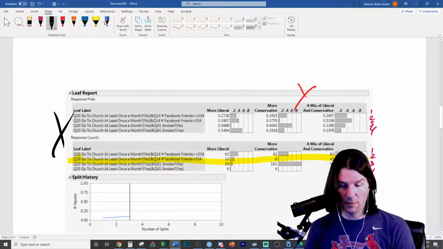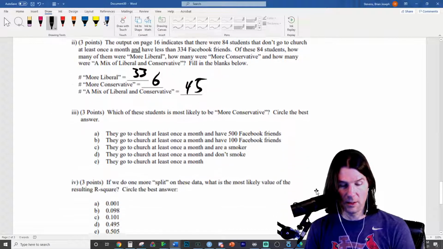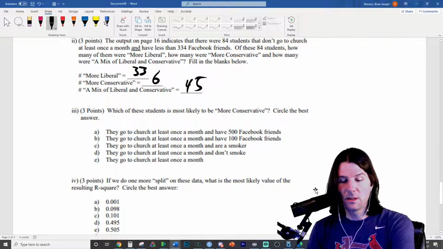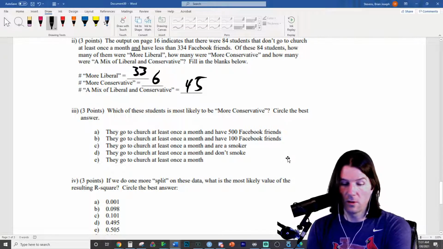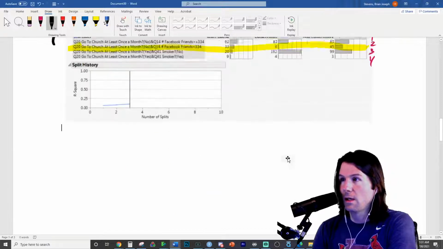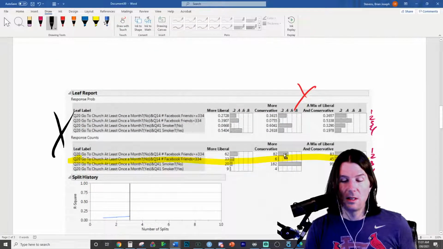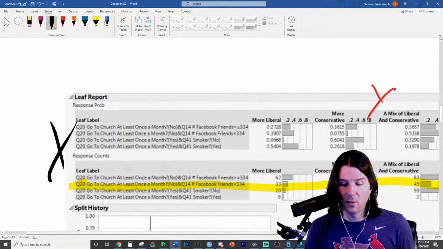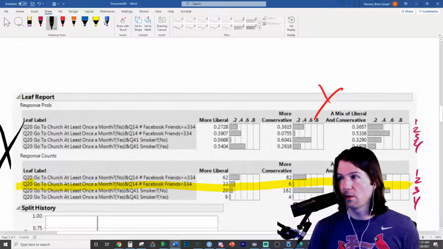33, 6, and 45, and we've done it. Great stuff there. Which of the following is most likely to be conservative? Circle the best answer. Okay, so this is where we need to look at the other output. Let's look up here at this and see which leaf. So just tell me right now which leaf is more likely to be conservative.